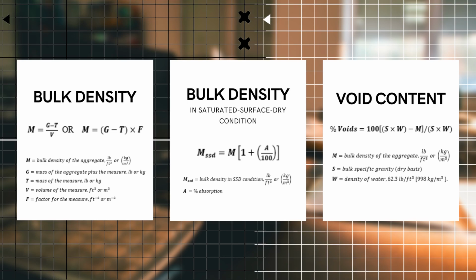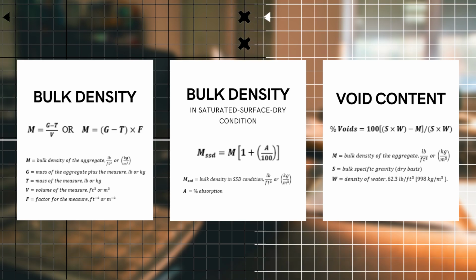So, para naman sa calculation, meron tayong tatlong given na formulas. So, first is the bulk density. Formula ng bulk density, which is M is equals to G minus T over V, or M is equals to G minus T multiplied by F. So, yung M, yun yung ating bulk density. Yung G naman, ito naman yung mass of the aggregate plus the measure. Ito yung nakuha natin from the 3 procedures, yung na-record natin na G. Tapos yung T naman, ito yung mass of the measure na kinuha natin sa first part, sa calibration of measure. Yung V, ito yung volume of the measure na nakuha rin natin sa first part ng procedure, yung calibration of measure. Tapos yung F naman, reciprocal lang siya ng V.